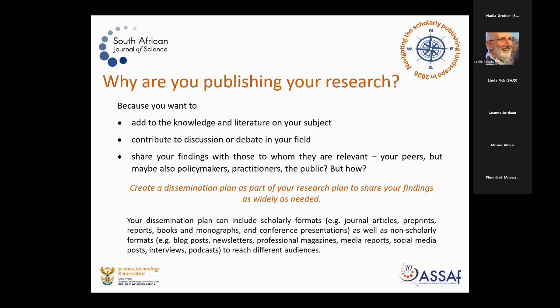You need to think about a dissemination plan early on in your research plan. Your dissemination plan can include scholarly formats like journal articles, preprints, book chapters, conference presentations, but also non-scholarly formats like newsletter contributions or media reports or social media posts, blog posts or podcasts, so that you can reach all the target audiences that you feel you want to share your findings with.